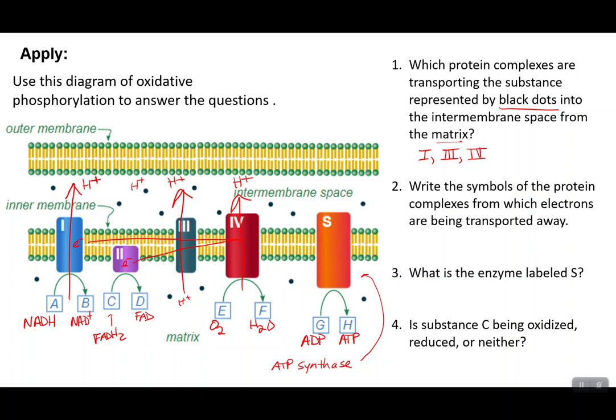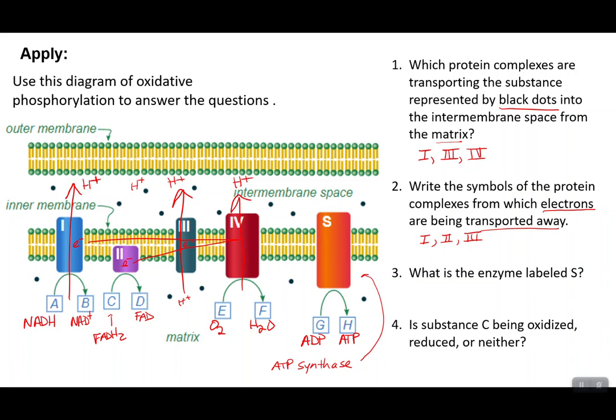Right, now we're going to write the symbols of the protein complexes from which electrons, so now we're talking about electrons, not protons, are being transported away. So what this means is if we look at our complexes, we see that complex 1 has electrons that are being transported away into complex 3. So complex 1 is one of those. Complex 2 also has electrons that are being transported away into complex 3. And then there are also electrons here that are being transported into complex 4. But that transport of electrons stops at complex 4, so this would be the answer to that question.